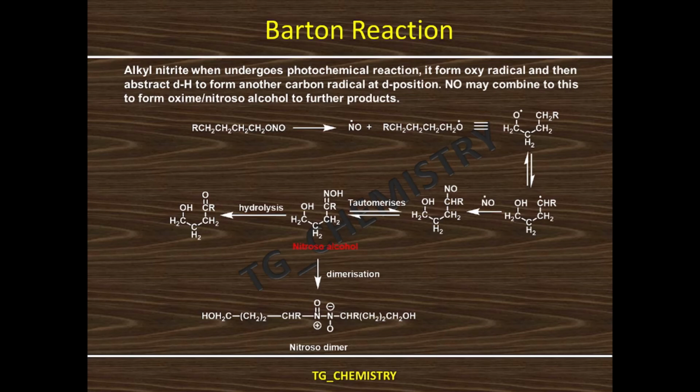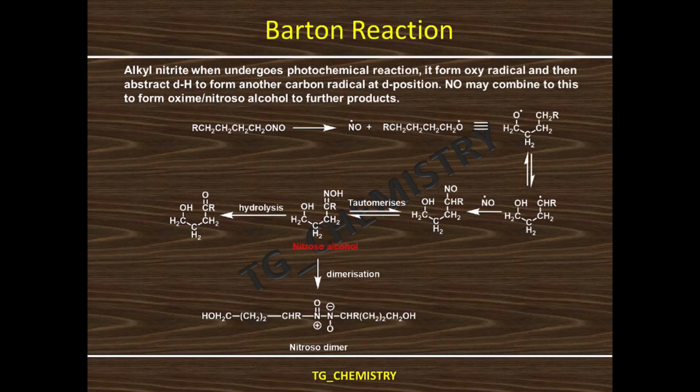So if you go with the example here, the nitrite compound will eventually, upon photoirradiation, split up, forming two radical species, and the oxygen radical species eventually abstracts the delta hydrogen, and thereon a recombination of the NO dot radical will end up with the nitroso product, and this tautomerizes further to form the nitroso alcohol and the oxime compound.